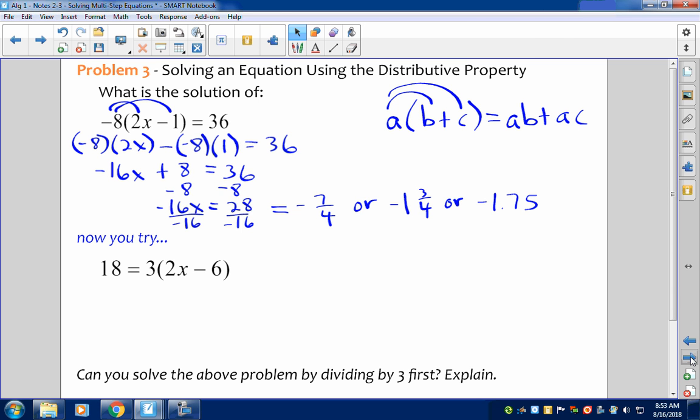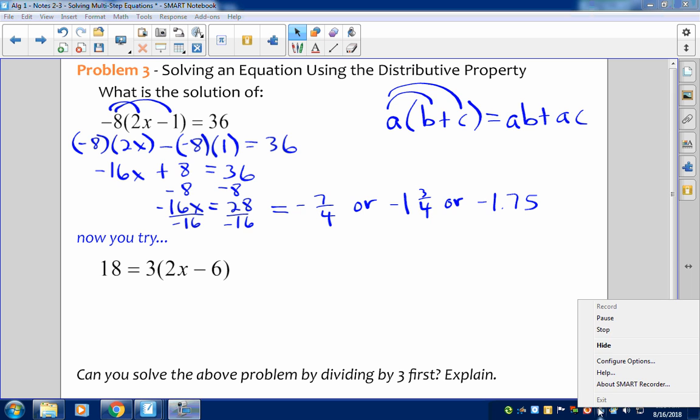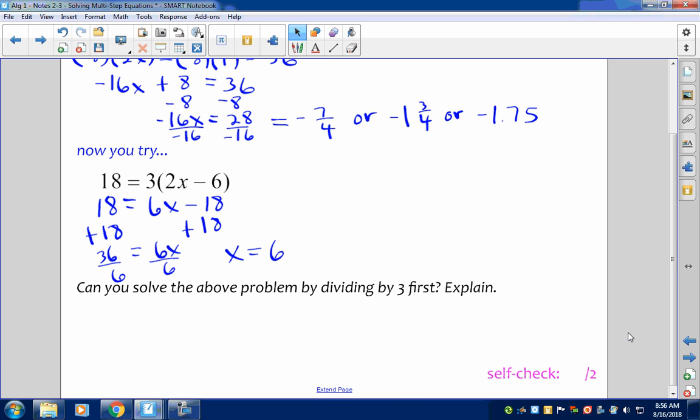All right, why don't you try the next one on there? All right, it says, can you solve the above problem by dividing by 3 first? What do you think? Could we divide by 3 right here first? Would that work? Did anybody do that? Try that? Let's try it. So if I take 18 equals 2x minus 6, and I divide this whole thing by 3, and divide over here by 3. You look skeptical. Divide each side by 3.